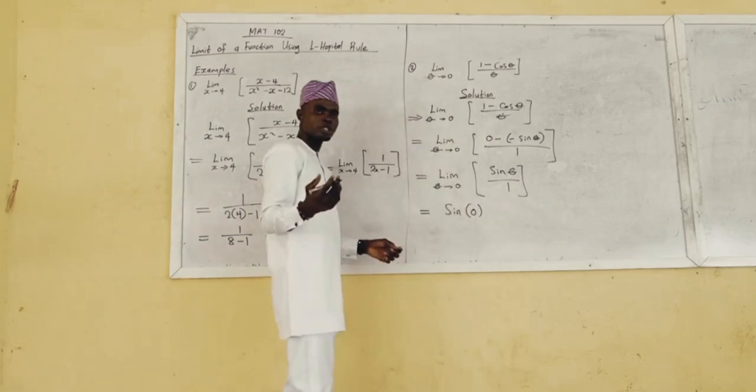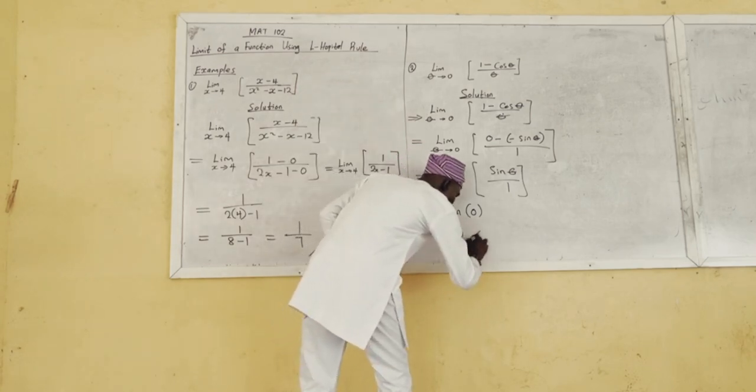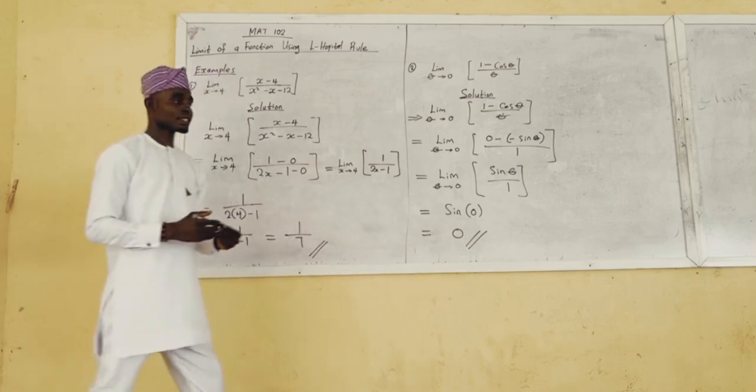And from our trigonometry, we should know that sine 0 gives us what? That would definitely give us 0. And that is the last answer for this.